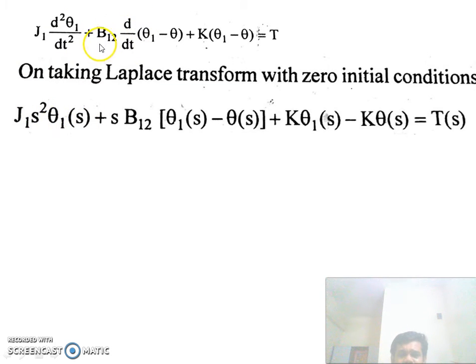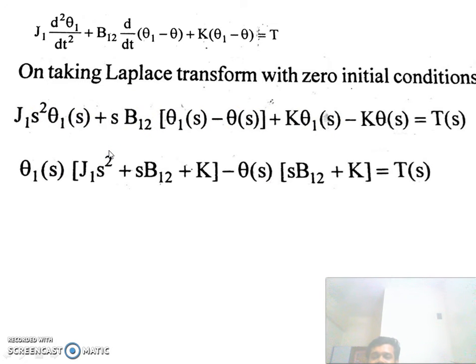For the second term, the Laplace transform of B12 into d by dt of theta 1 minus theta is B12 into s into theta 1 of s minus theta of s, plus K into theta 1 of s minus theta of s is equal to T of s. So from these we take theta 1 of s common. We get theta 1 of s into J1 s square plus s B12 plus K, minus theta of s into s B12 plus K, is equal to T of s.